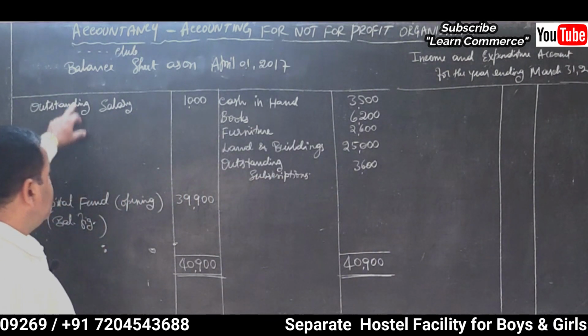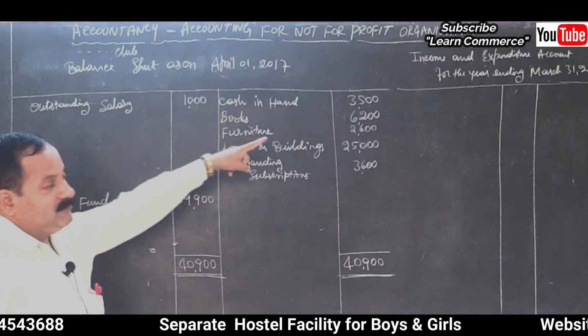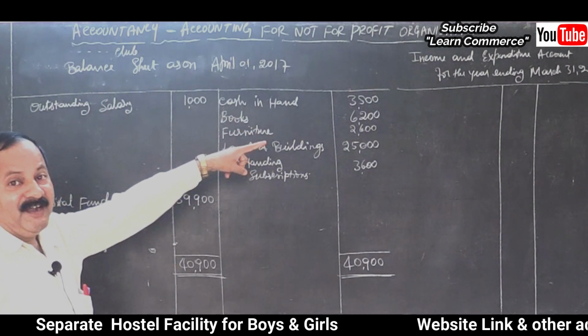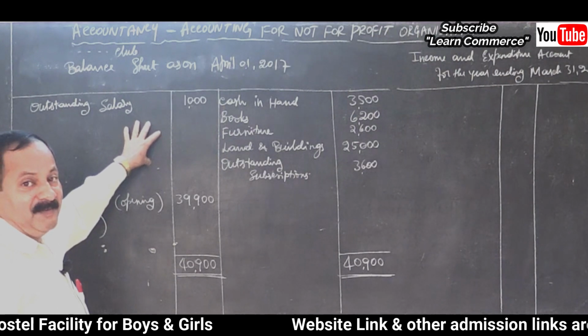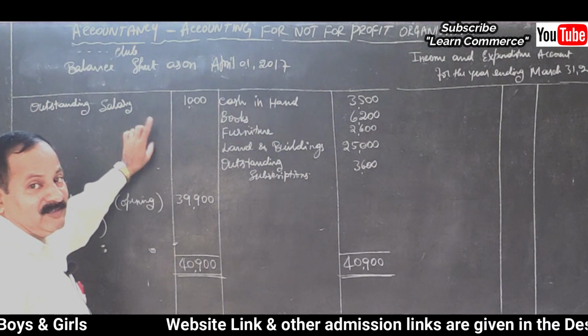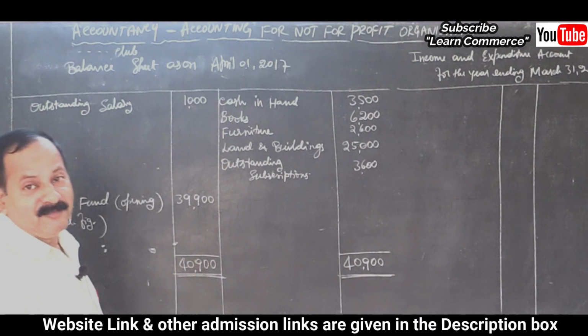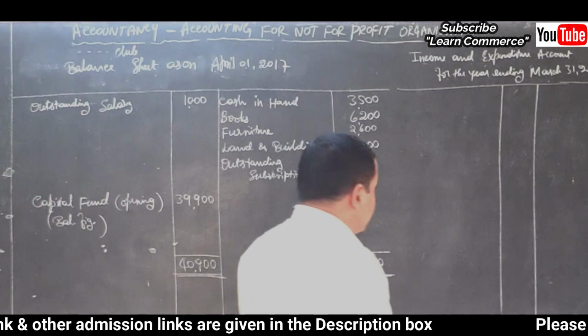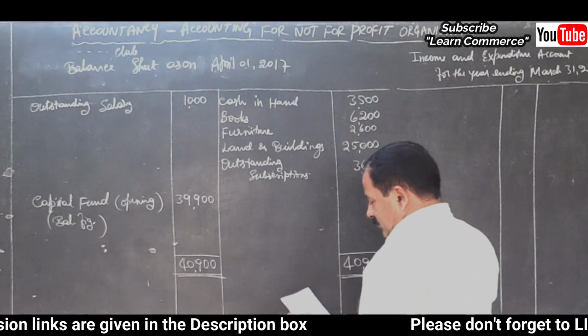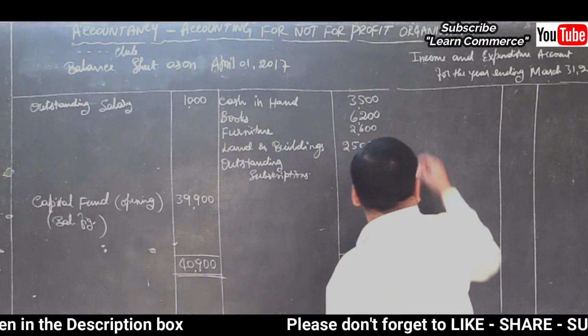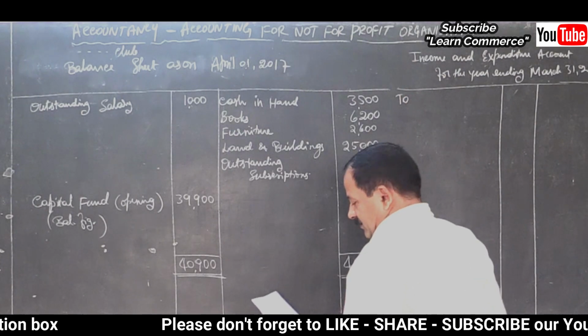Don't assign debit credit here in the opening balance sheet. There debit credit is not required. This is a statement of assets and liabilities. This is not an account at all. That is an account, so there must be debit and credit. Clear? Now let's move on to the expenditure side.